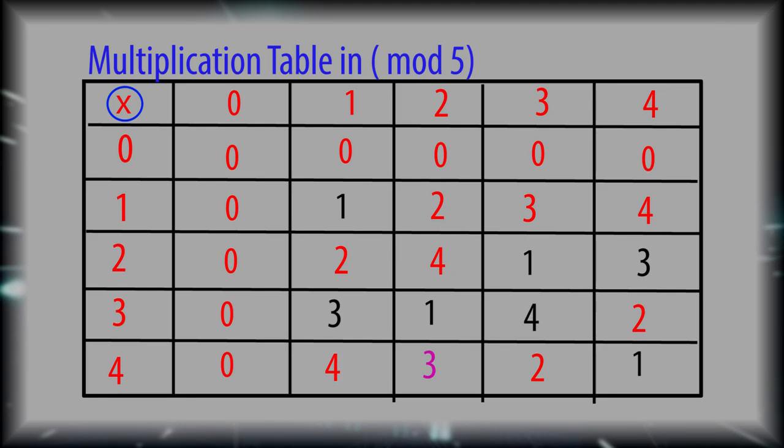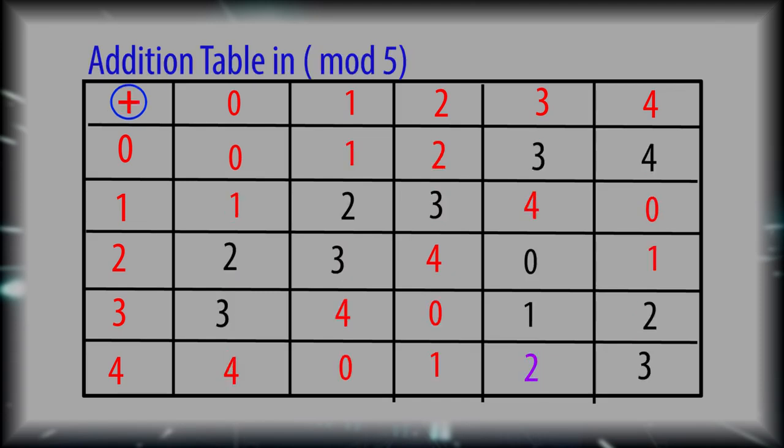Now let's use the tables to answer our questions. Question 1 says 2 times 4 into brackets plus 4. We go to the table, find the answer to 2 times 4 from the multiplication table. That gives us 3. Now we have to work 3 plus 4. So we go to the addition table next, and we get the answer to be 2 in mod 5.